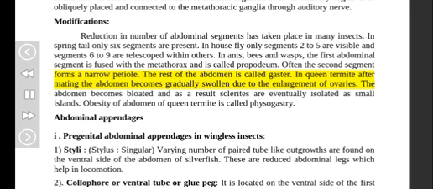In the queen termite, after mating, the abdomen becomes gradually swollen due to the enlargement of the ovaries. The abdomen becomes bloated and as a result sclerites are eventually isolated as small islands. Obesity of the abdomen of the queen termite is called physogastry.